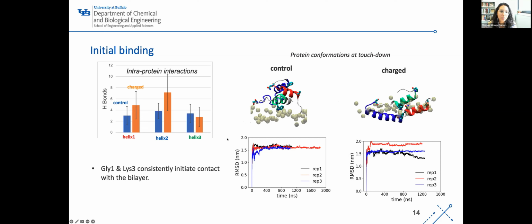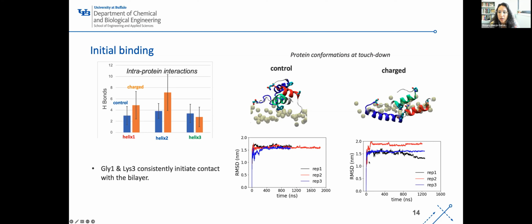We see that the number of hydrogen bonds between the control and the charge models, shown in blue and orange in the bar plot, doesn't have a statistically significant difference because the error bars pretty much overlap with each other. But the average trend is showing that when the protein is bound and interacting with the charge membrane, the internal interactions in the protein between the helices that make up the protein seem to have more hydrogen bonds.